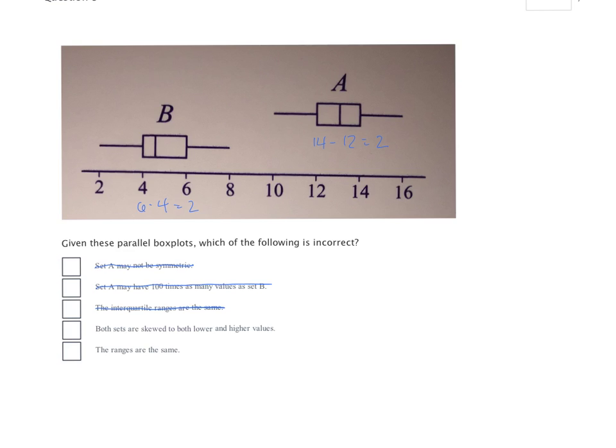The ranges are the same. Well, let's see. So we have a max over here of 8 for this one, minus a minimum of 2. So that'll give me 6. And for set A, I have 16 minus 10, which also gives me 6. So that's true. So I know that whatever I didn't understand, that's the incorrect statement, which is probably why I didn't understand it.